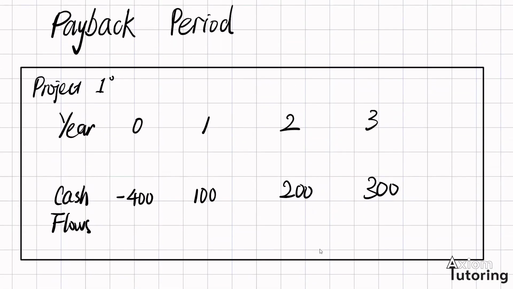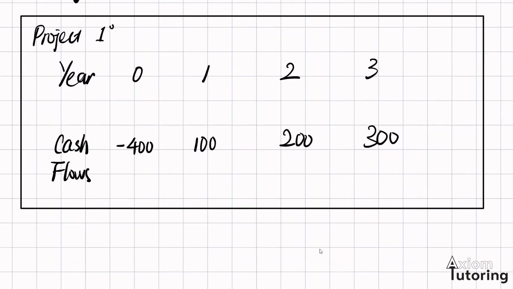Let's say we have project number one here, and this project spans across 3 years. During the first year, I have to invest 400. And during the first year, it's going to pay me 100, and the second year 200, and the third year, which is the last year here, it's going to pay me 300.